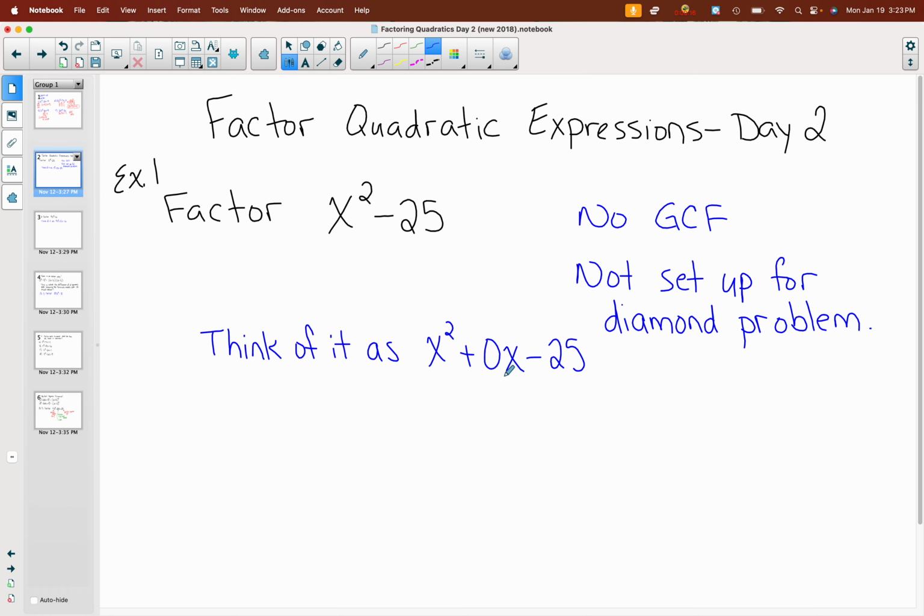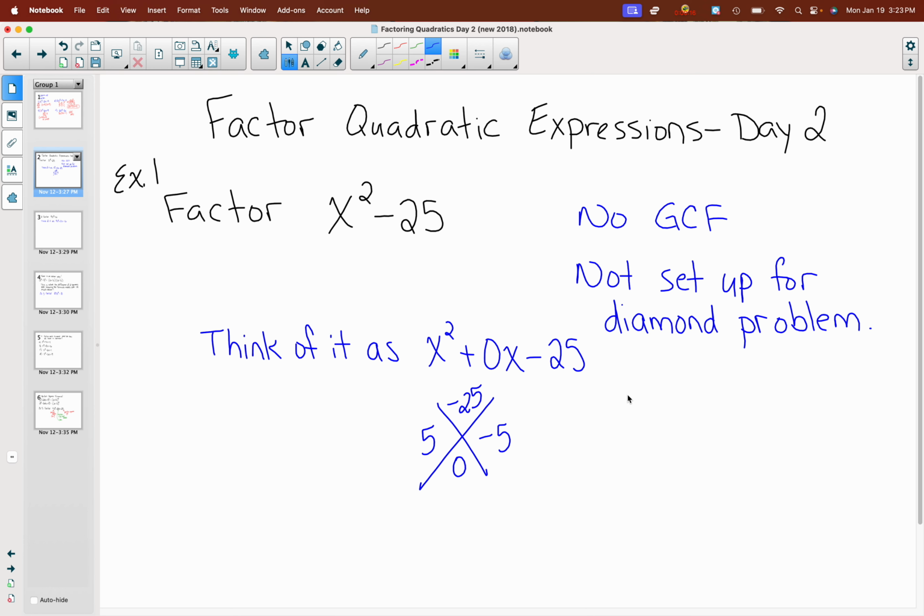But let's think of it. Suppose it was x squared plus 0x minus 25. And if it were, and you went ahead and did a diamond, so we would have the product is -25 and the sum is 0. So my two numbers would be 5 and -5, because if you multiply them together, you get -25. If you add them, you get 0.